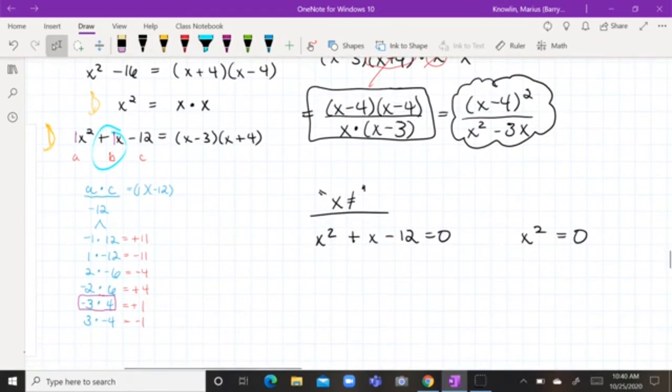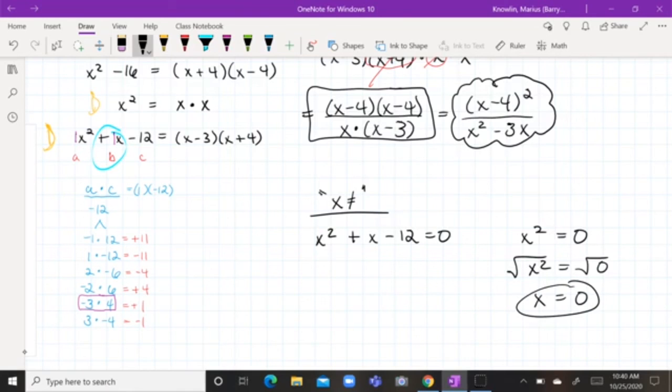Now for x squared equals 0, if we just take the square root of both sides, x is just going to equal 0. That's one of our answer choices there, one of the values that x cannot equal. Now the other values that x cannot equal, in order to solve for x here, we're just going to factor it, and we already have factored it. So it was x minus 3 times x plus 4, and we don't want that to equal 0, because if the denominator equals 0, then the function is going to be undefined.